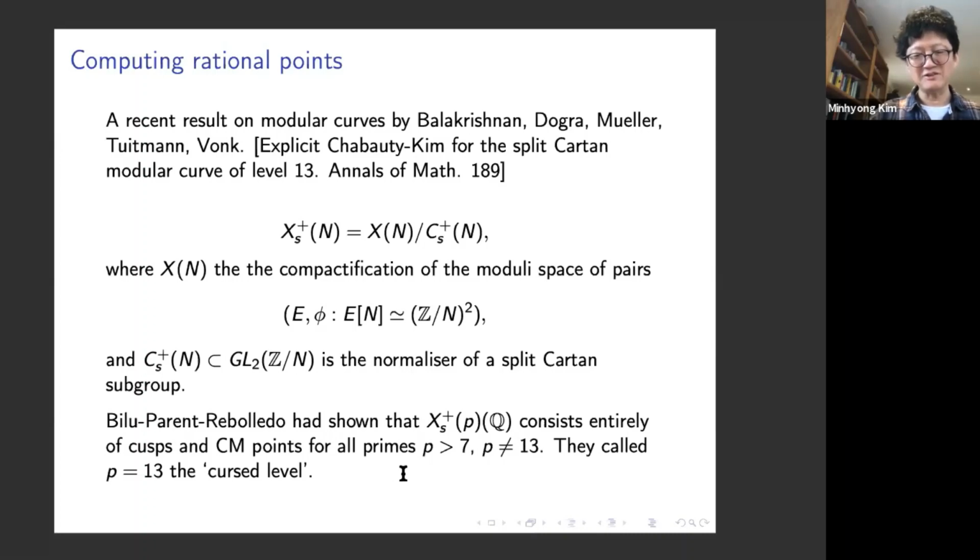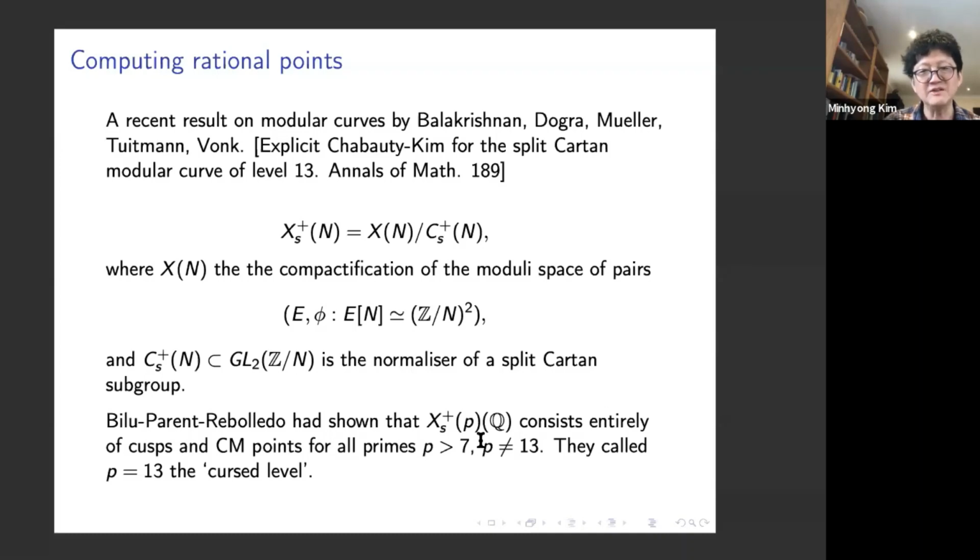This goes back to a question of Serre, which I'm also not describing today, but p equals 13 was quite intractable, so they called this the cursed level because nothing seemed to work in that case. In other words, this is exactly a situation where you had a certain collection of rational points, the cusps and the CM points, and it was very hard to figure out that these were all of the rational points.